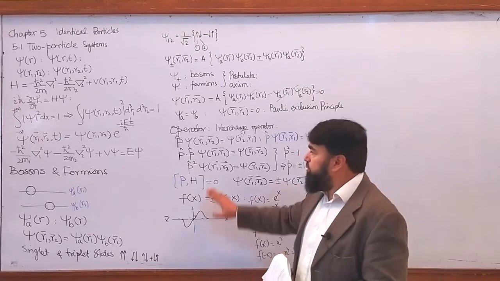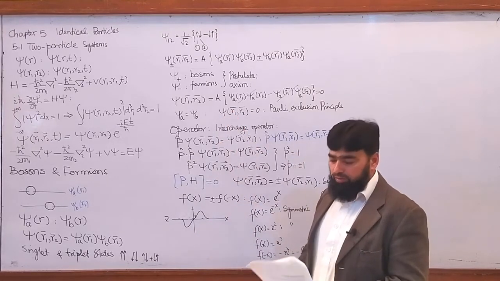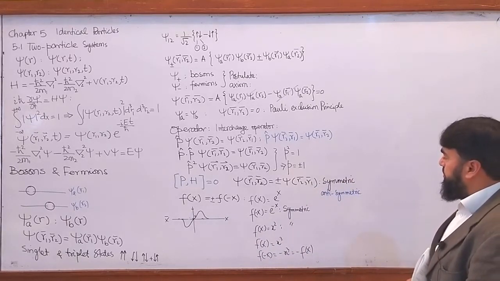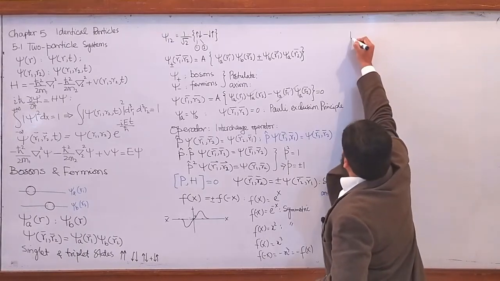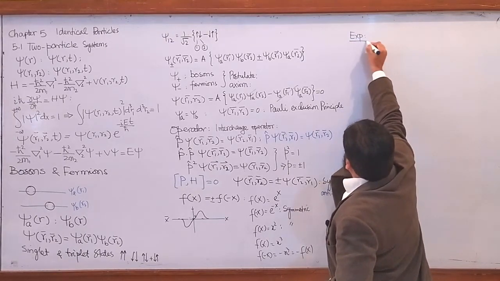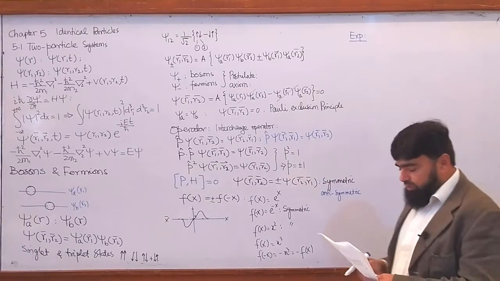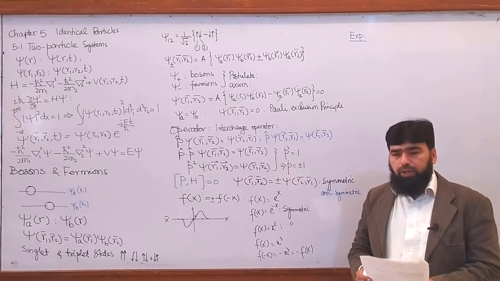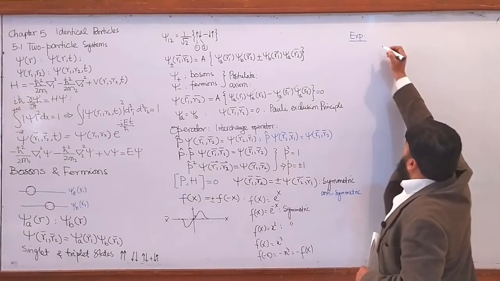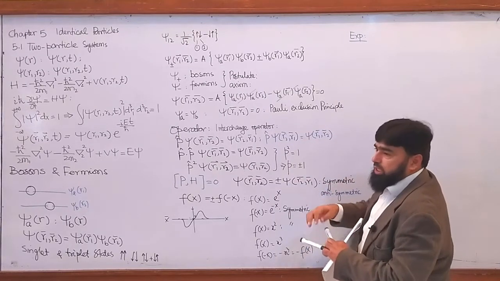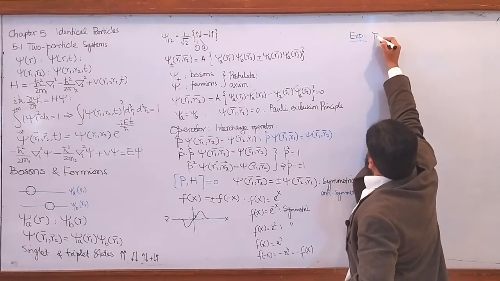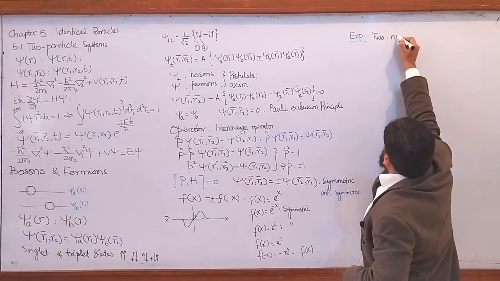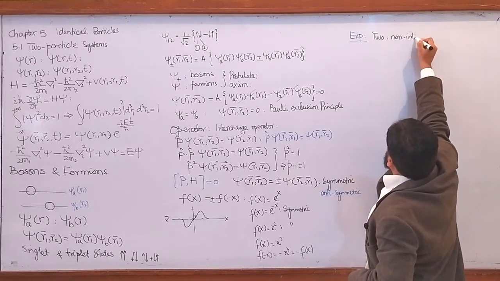So now we will solve an example, and that example, whatever we have done here, will clarify this. This is the very first example in your book, and we are going to solve this one. Now the example says, suppose we have two non-interacting particles. You will have to focus on the wording.